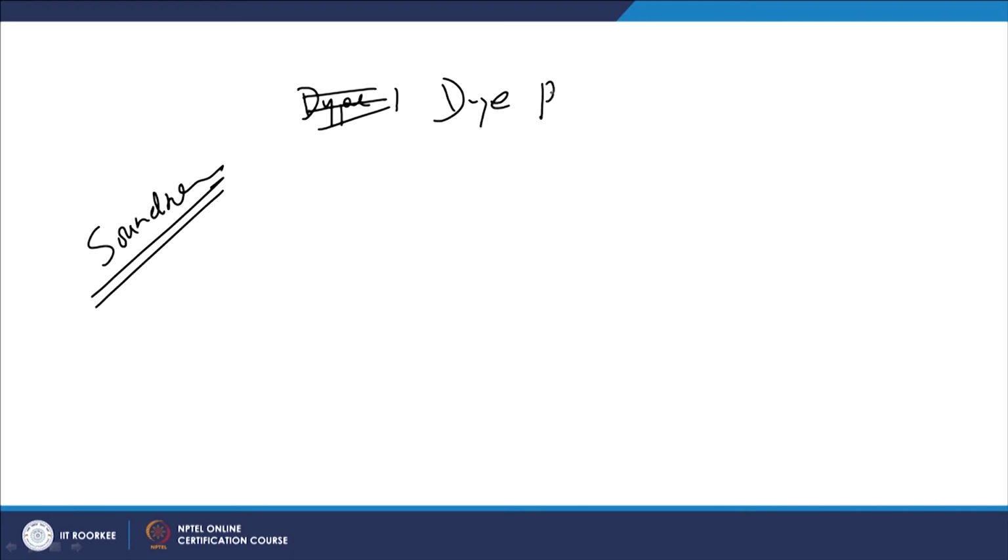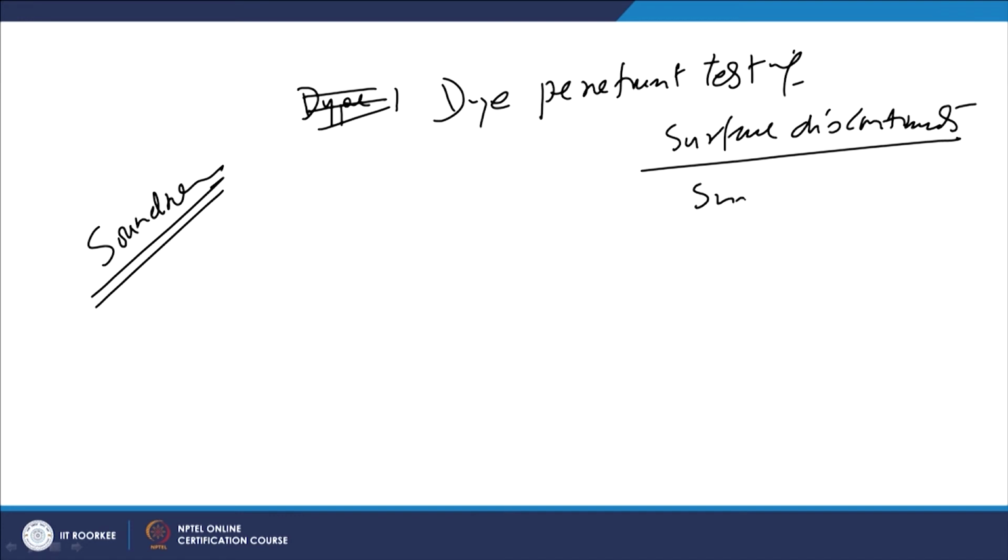for their soundness. So, integrity and soundness testing of the modified zone is performed using various methods, and it includes dye penetrant testing. This is primarily used for assessing the surface discontinuities which may be there in the form of surface cracks or open pores or blowholes which are present at the surface.